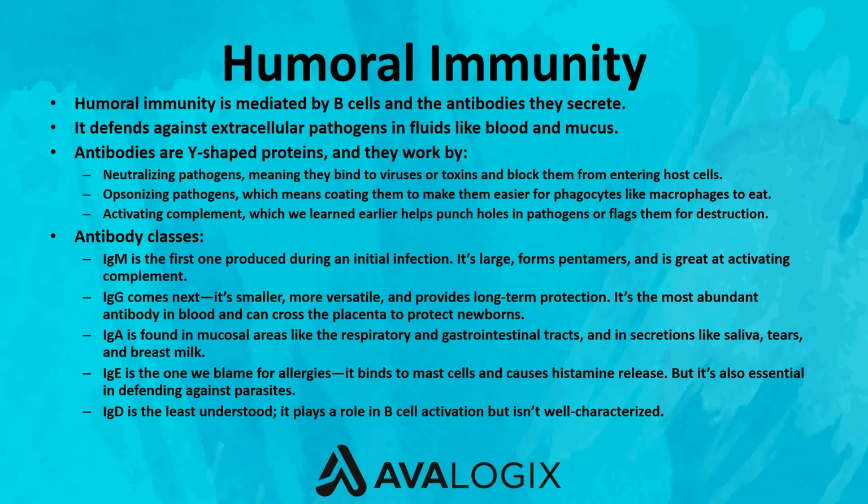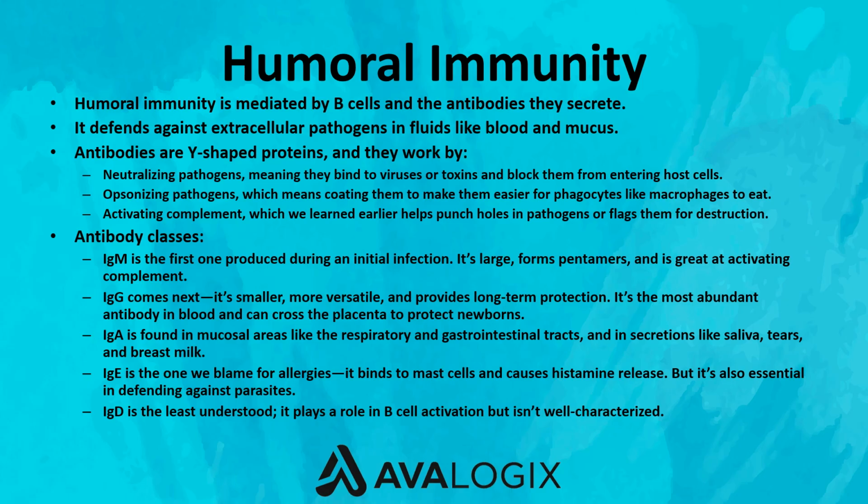This makes them perfect for fighting bacteria, viruses, and toxins before they enter cells. Also, during the immune response, B cells undergo class switching, changing the type of antibody they produce, like switching from IgM to IgG, and affinity maturation, which fine-tunes how tightly the antibody binds the antigen. These processes make the response stronger and more effective over time.